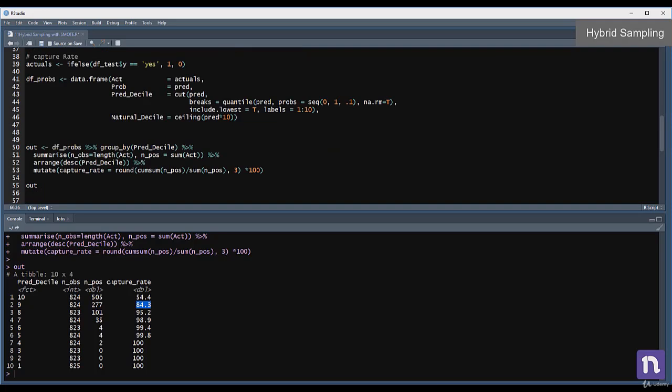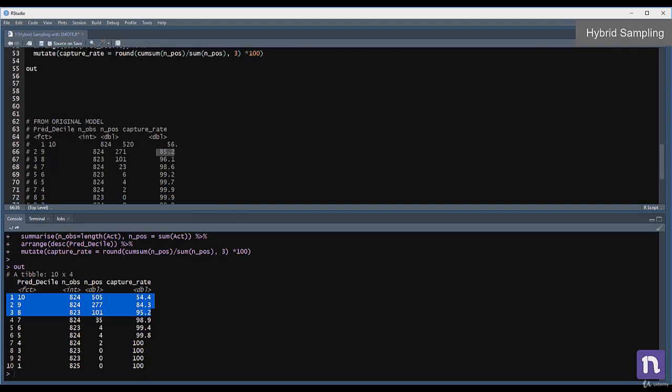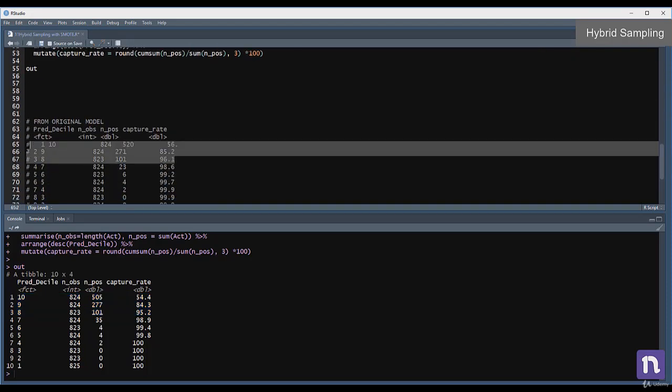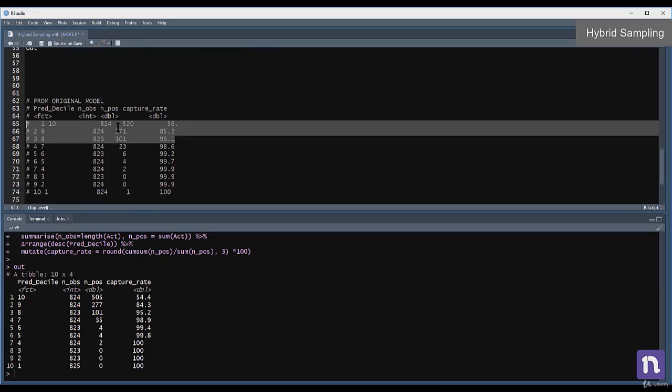Now, why I'm making that statement is because if the business, whoever is running this model, wants to target a certain proportion of the population by targeting, say, the first 30% in terms of the probability scores, they will be able to capture 95.2% of the responders. Whereas with the original model, you can capture about 96.1. So that is almost a 1% drop in the capture rate.